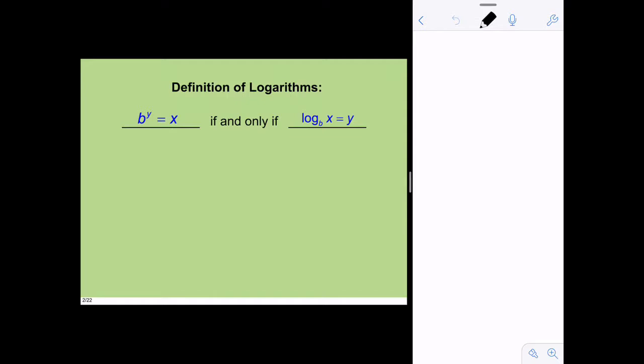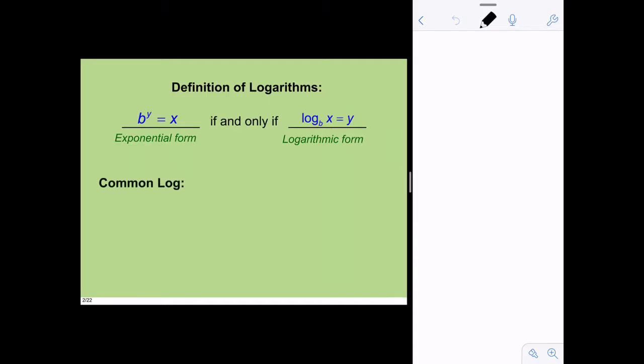If I take a number and raise it to a power, it gets an answer. If I take the log of the same base and throw that answer into the logarithm, the thing it outputs is the exponent. b to the y equals x, that's the exponential form. Log base b of x equals y, that is the logarithmic form.